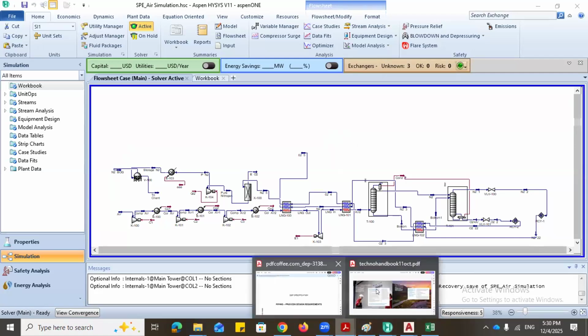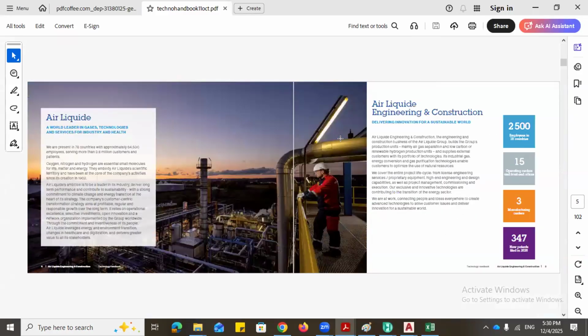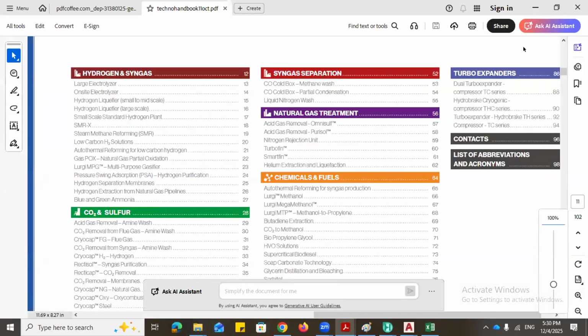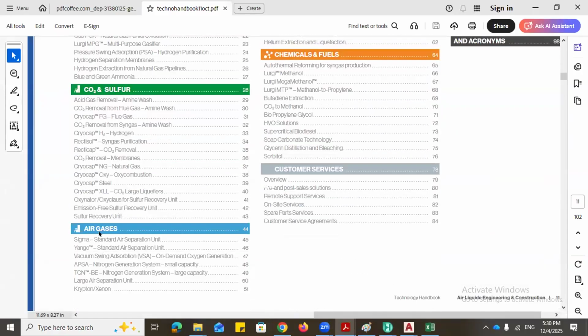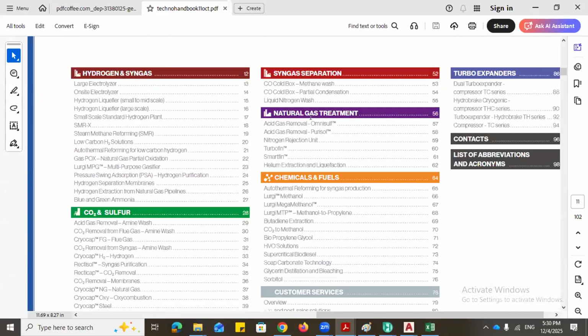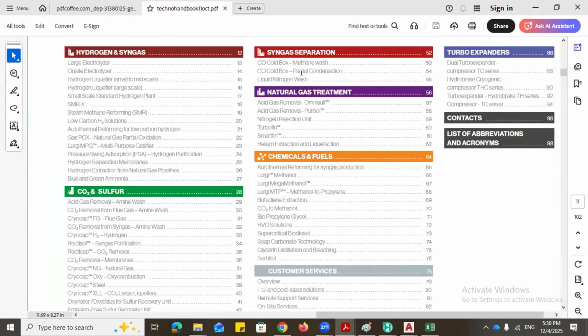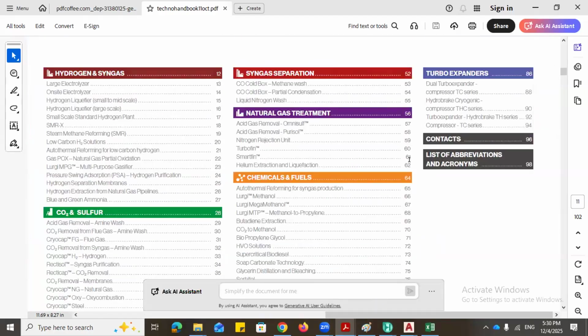So fine. Let me move on to the process flow diagrams. So take note, this is Air Liquide. They are one of the licensors. They are licensors not just only for air separation operation, no. They are licensors in so many other areas. Let me show you. Let me see how I can increase this. Now, if you look at this now, this company is a licensor in hydrogen and syngas production, CO2 and sulfur. These are our air gases that we are dealing with. They are also licensors in chemicals and fuel, natural gas treatment, syngas, customer services, and turbo expander.